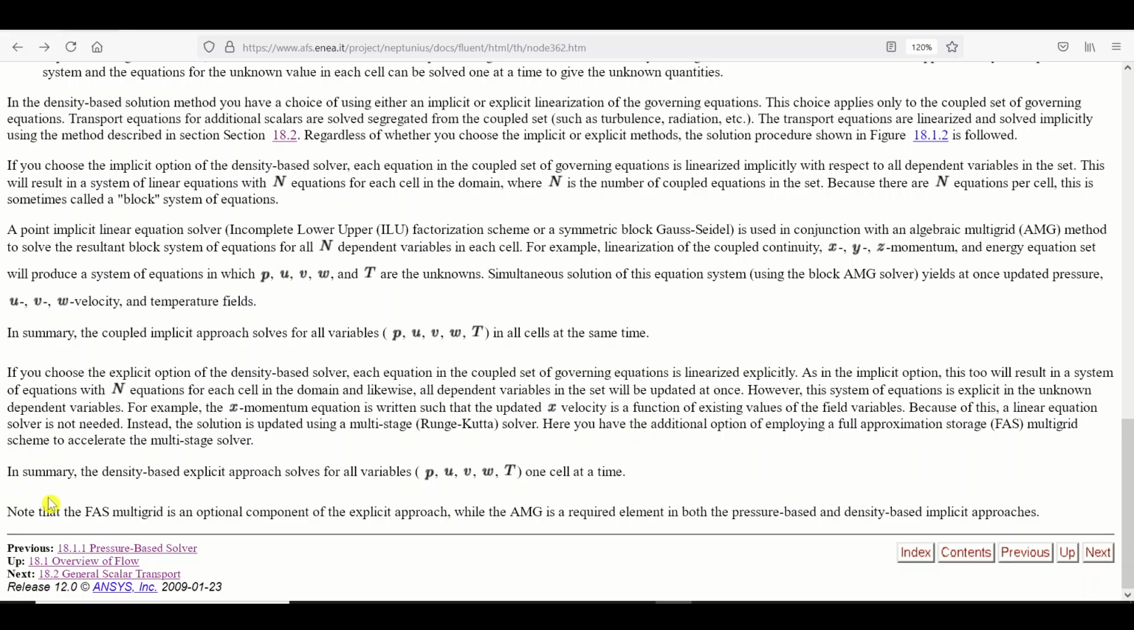Now what is the summary of this one? In summary, the density based explicit approach solves for all variables one cell at a time, right? Now you can see the major difference here. The implicit approach solves for all the variables in all cells at the same time, but here it is solving one cell at a time. That is the difference between these two, and I request you to read them and try to find out about them in more detail in other resources.